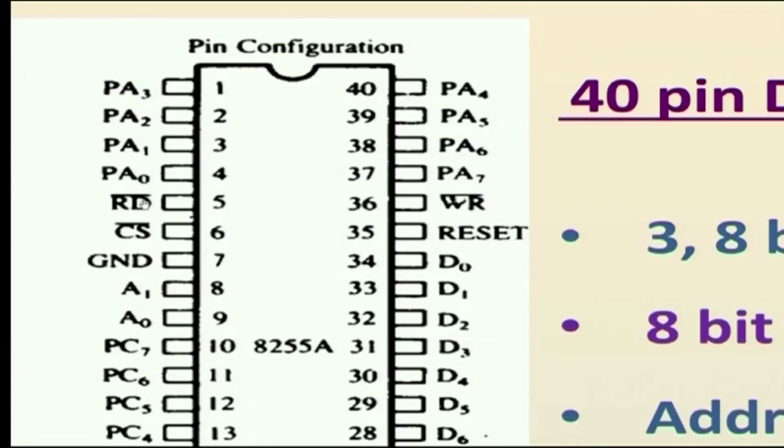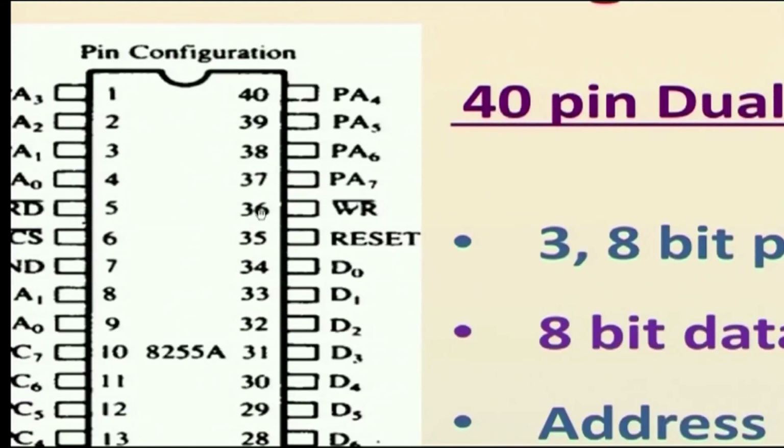The 5th pin is RD bar, which is for the read operation. The bar represents an active low signal. When the pin is low, the processor will read the data from the peripheral device via the 8255. Pin 6 is CS bar, which is the chip select. It is an active low signal used to select the IC 8255. Pin 36 is the WR bar, which is for the write operation. This is an active low signal. When the signal is low, the write operation will be performed.